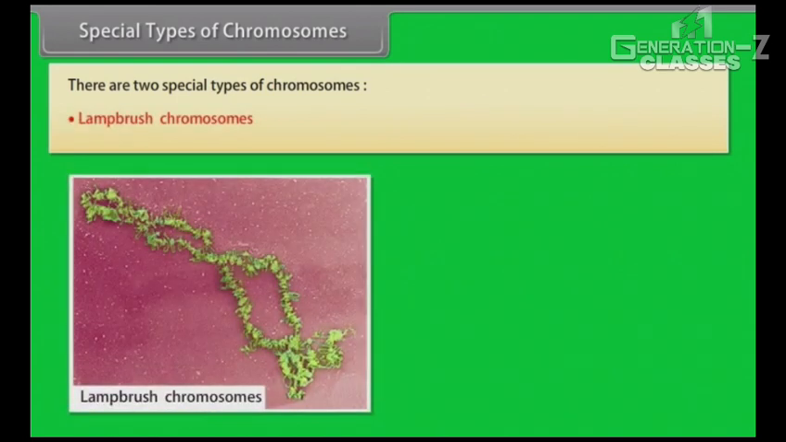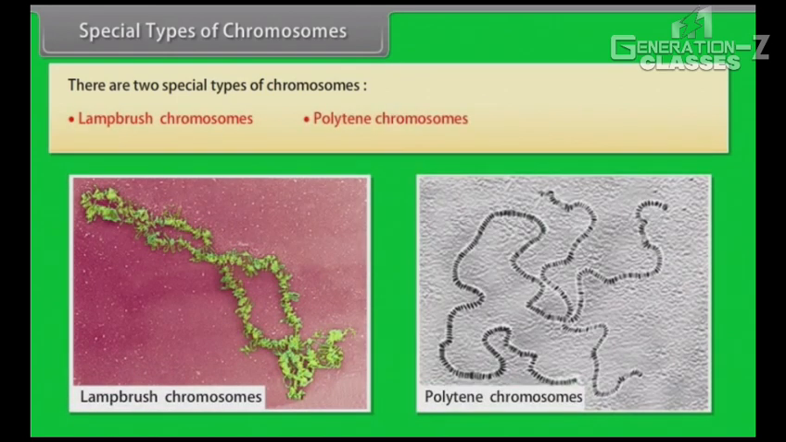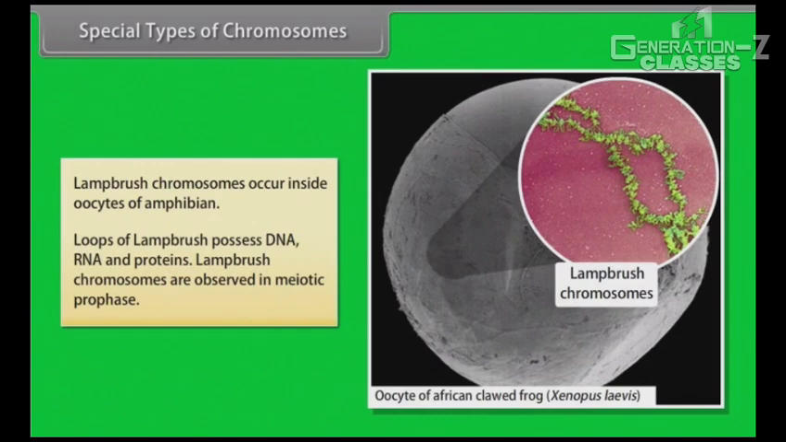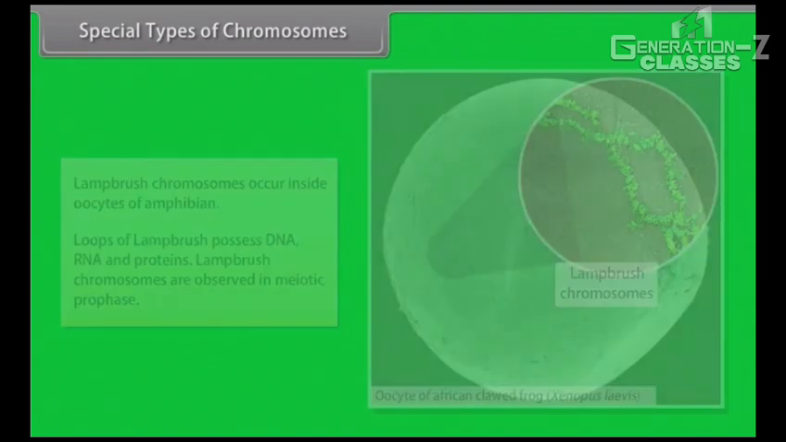Special types of chromosomes. There are 2 special types of chromosomes: lampbrush chromosomes and polytene chromosomes. Lampbrush chromosomes occur inside oocytes of amphibians. Loops of lampbrush possess DNA, RNA, and proteins. Lampbrush chromosomes are observed in meiotic prophase.